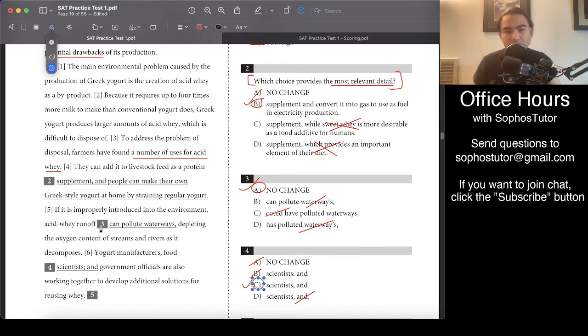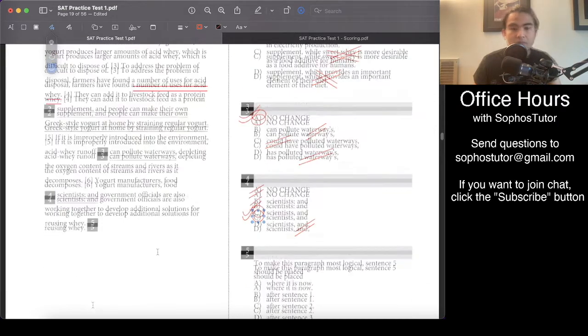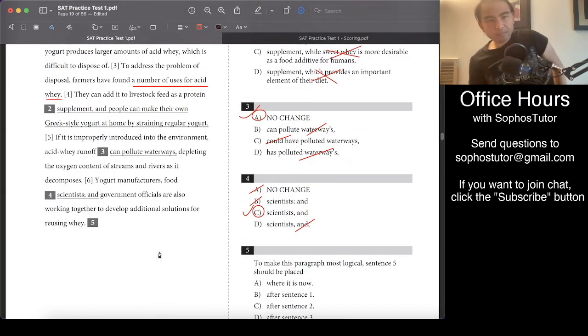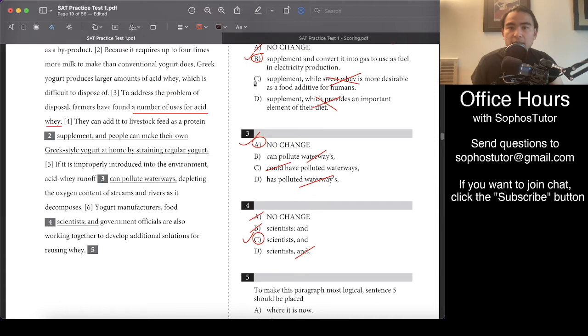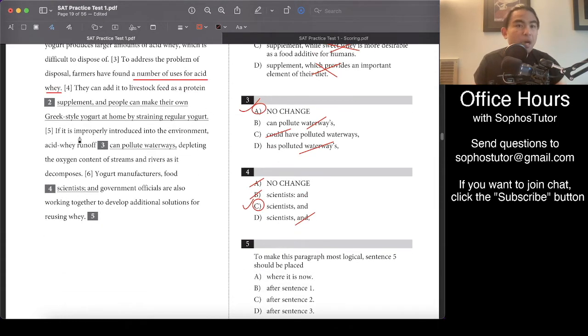Okay. All right. Moving on, we get to number 5. Okay. So let's consider where sentence 5 is. If we read sentence 4, it says they can add it to livestock as a protein supplement, and it can convert it into gas to use as fuel in electricity production. Okay. Now, sentence 5 says, if it is improperly introduced into the environment, acid runoff can pollute waterways.